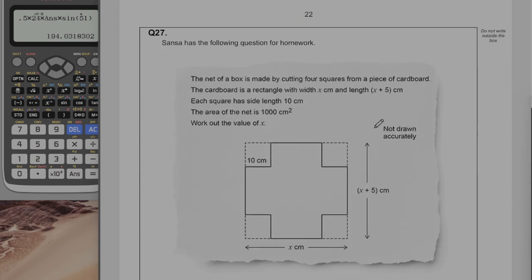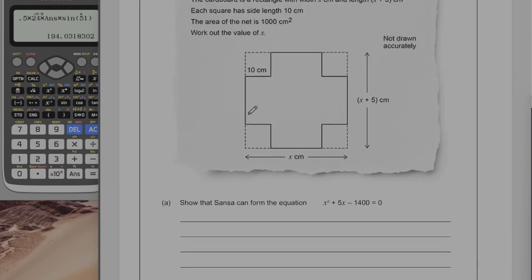Right, question 27. Sansa has the following question in her homework. The net of a box is made by cutting 4 squares from a piece of cardboard. The cardboard is a rectangle with a width of x centimeters and a height of x plus 5 centimeters. Each square has a side of 10 centimeters. The area of the net is 1000 centimeters squared. Work out the value of x. Show that Sansa can form the equation.